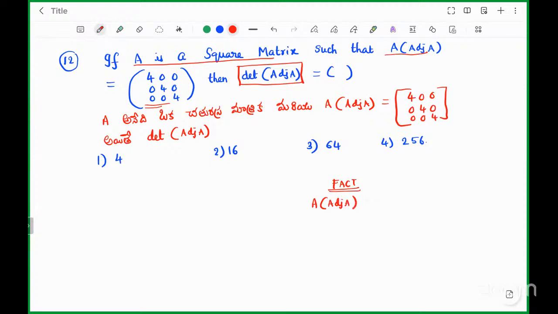A into adj A is equal to det A into I, where I is the identity matrix. Moreover, the determinant of adj A is equal to det A to the power of n minus 1, where n is the order of the matrix. You can check also once. That we have to remember.